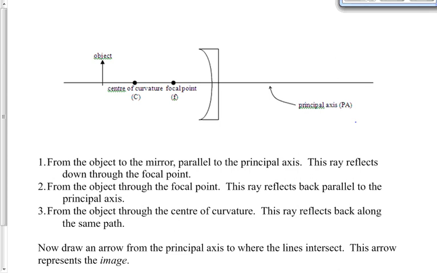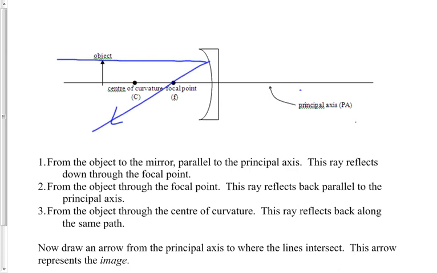Now, what's the principal axis? The principal axis is an imaginary line that's drawn at 90 degrees to the mirror, straight through. This is the principal axis. If rays of light are parallel to the principal axis, don't draw this yet, they will always reflect down through or up through the focal point.